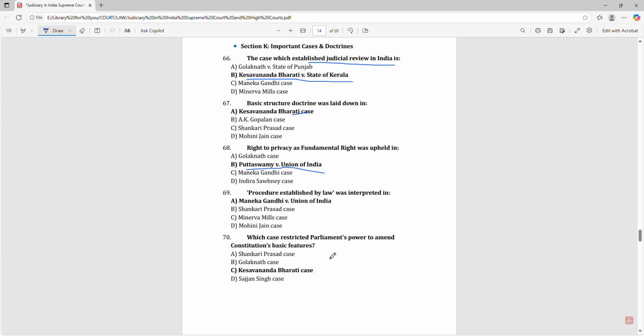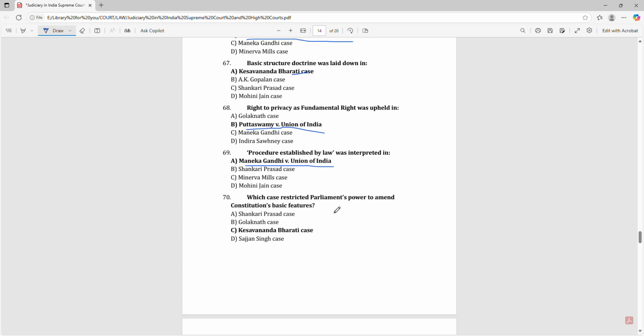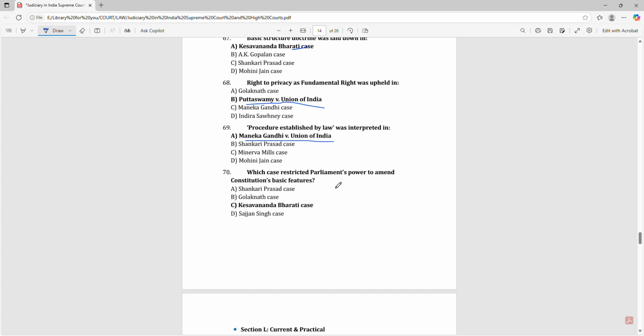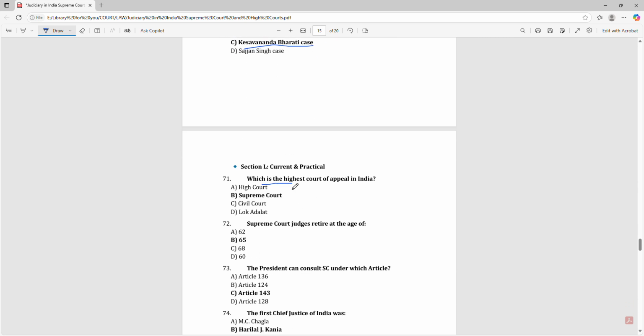Procedure established by law was interpreted in Maneka Gandhi versus Union of India. Which case restricted Parliament's power to amend the Constitution's basic feature? Kesavananda Bharati case. Which is the highest court of appeal in India? Supreme Court. Supreme Court judges retire at the age of 65.